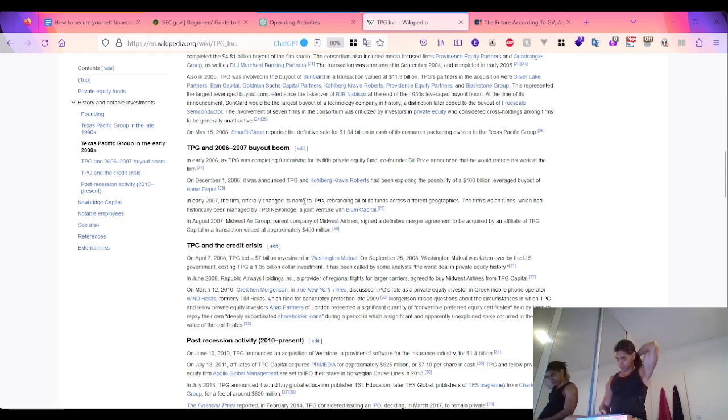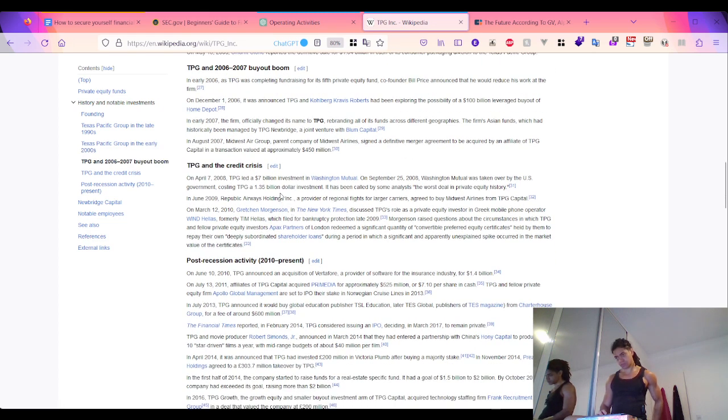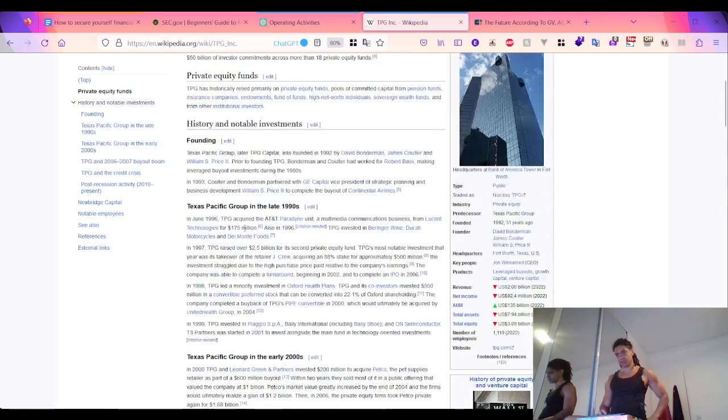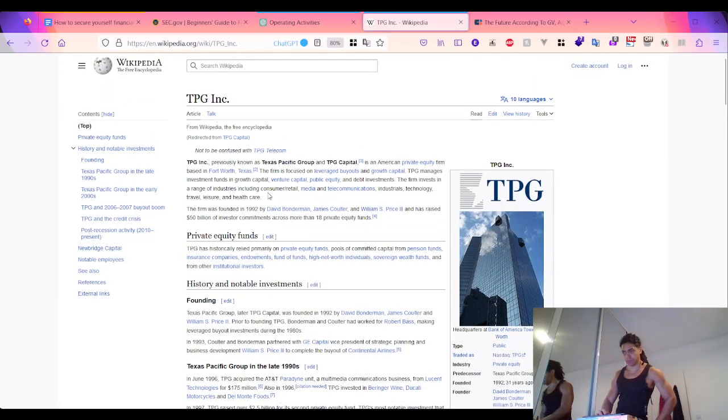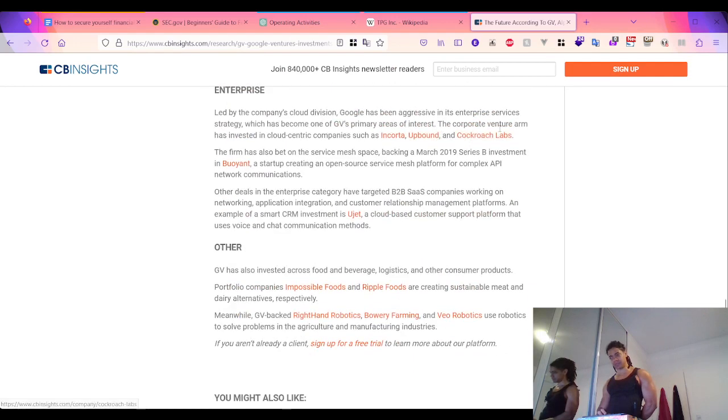TPG and the credit crisis. Post-recession activity in 2010. But TPG, Texas Pacific Group. Texas has become a new, or is becoming a new financial center, somewhat similar to Miami. Interesting.